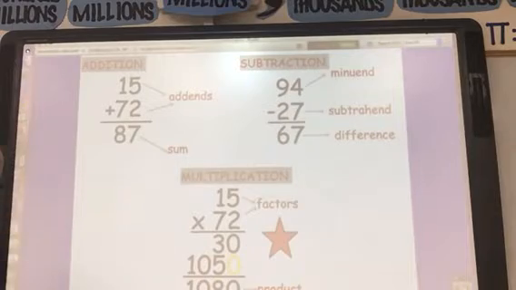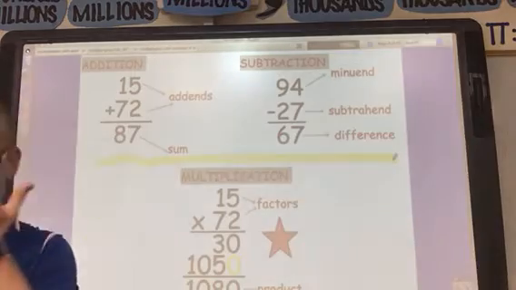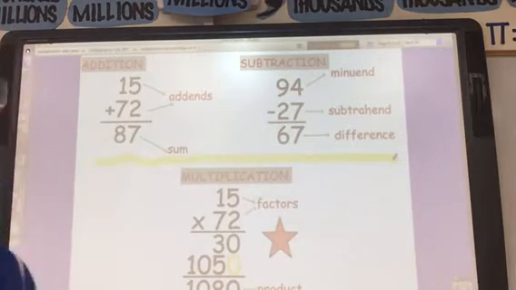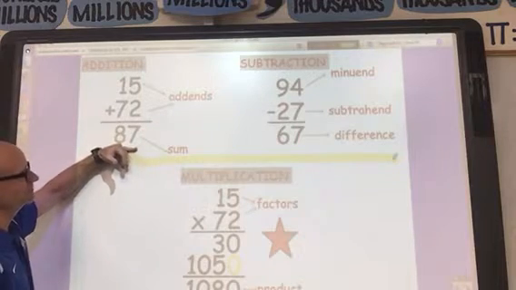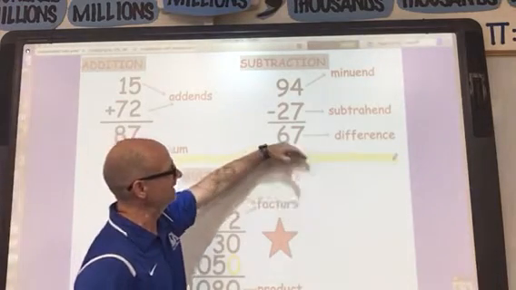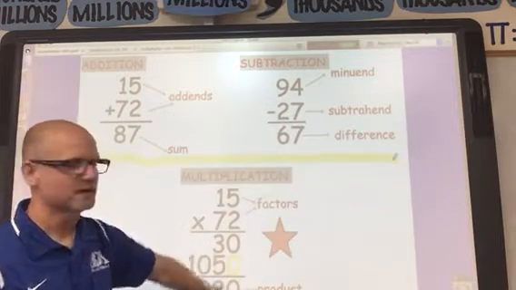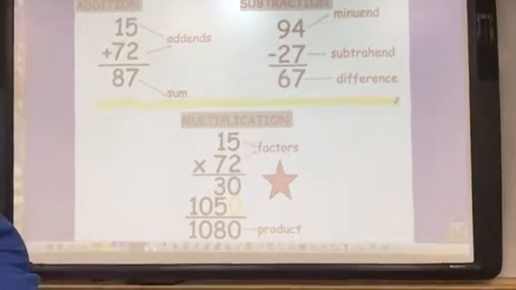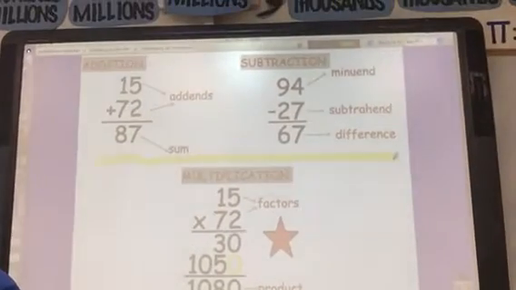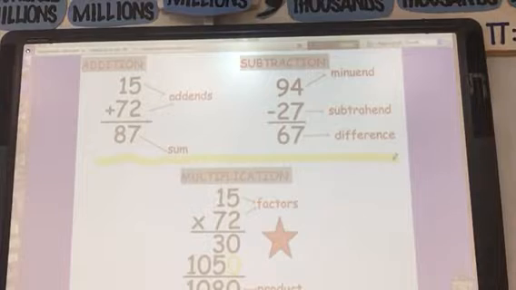I had you take some notes about 2 video tutorials ago on those terms. Numbers that you add are called addends. The answer to an addition problem is known as a sum. The answer to a subtraction problem is called the difference. Today, write this down: numbers that you multiply are called factors. And the answer to a multiplication problem is called the product.